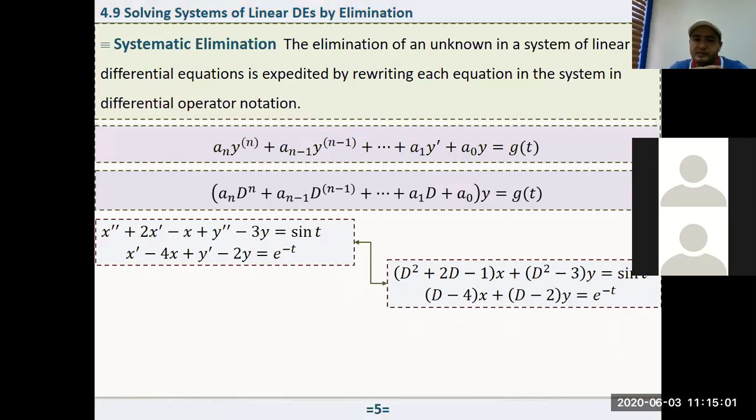Here, what do we mean by systematic elimination? The elimination of an unknown in a system of linear differential equations is expedited by rewriting each equation in the system in differential operator notation. Okay. So here, the main idea is we can also use this prime notation or Leibniz notation or other notations. We have a few different notations for the derivative, right? So now I'm going to introduce, maybe I already told you before about this differential operator. All right, I'm going to introduce this operator.